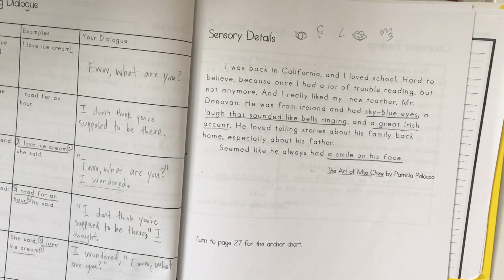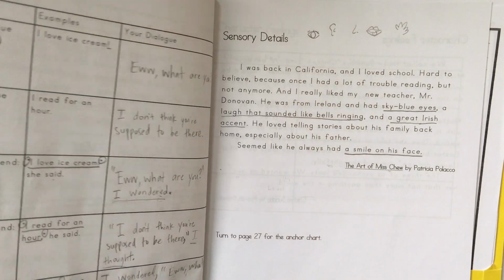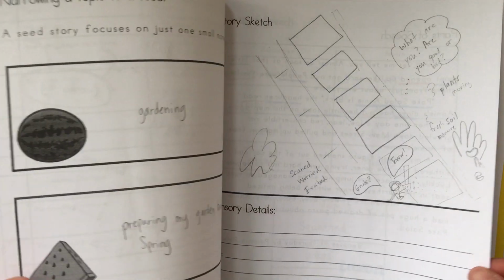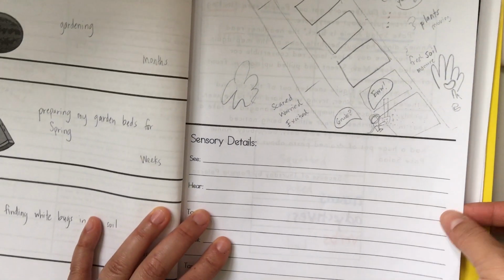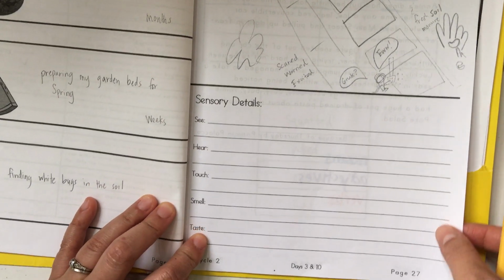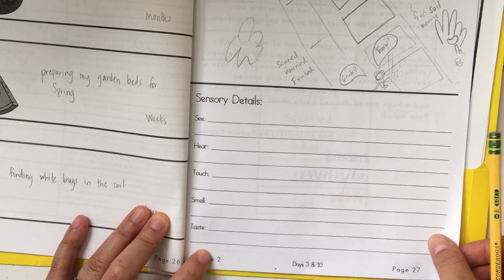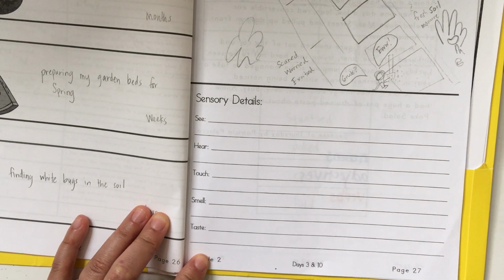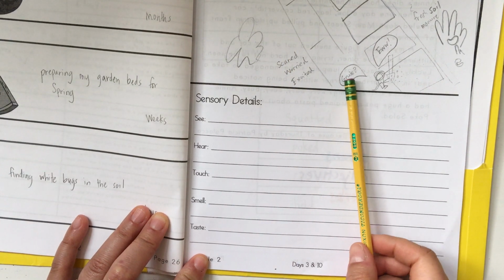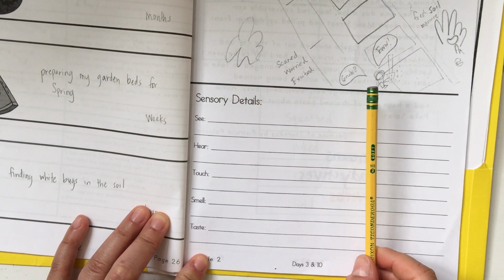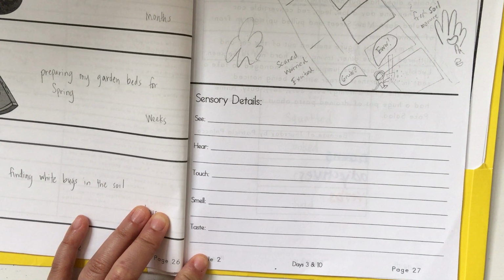All right, so now I want to go back to page 27. Underneath my story sketch, there's sensory details listed. I want to think back to my own story and think about things that I saw in my moment, things that I heard, touched, smelled, and tasted. All right, so let me think.